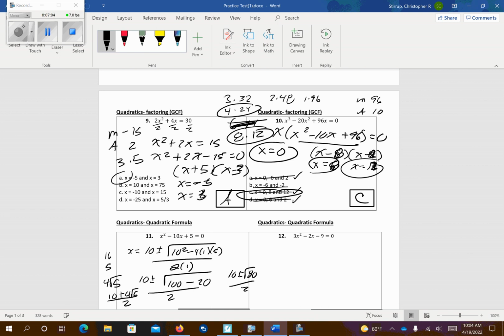Right next door. Divide everything by 2. Yep, 2. That's 5. So I get 5 plus or minus 2 root 5.